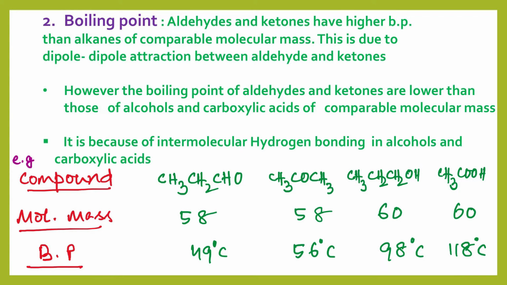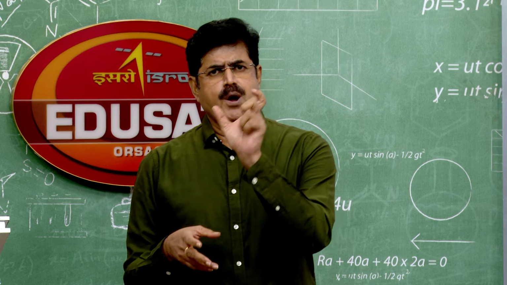The first compound I have given is propane, then propanone, then propanol, then ethanoic acid. The molecular mass almost remains the same, but see the difference in boiling point here. The boiling point of propane is 49 degrees centigrade, propanone 56 degrees centigrade, propanol 98 degrees centigrade, and acetic acid 118 degrees centigrade. Now, why is there so much difference in boiling point? Let us first see that.